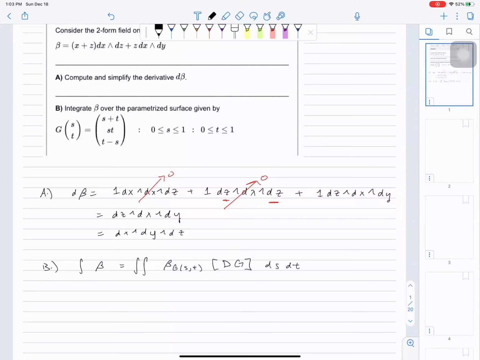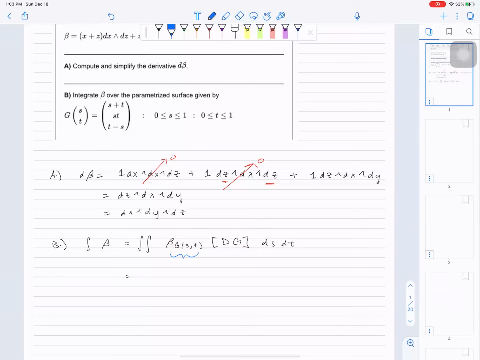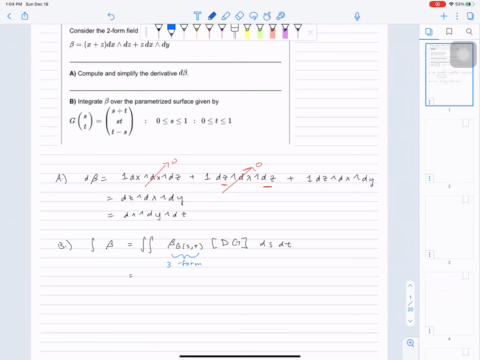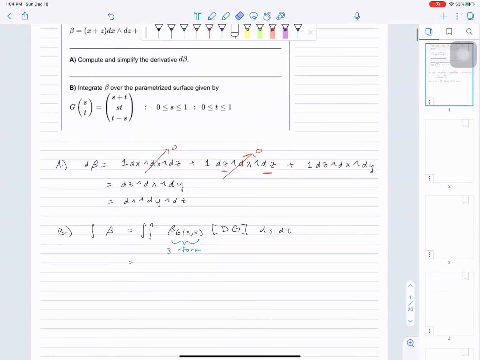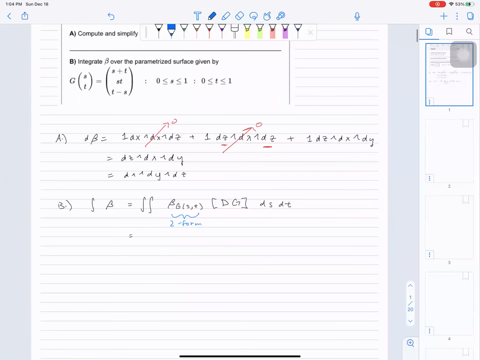And what can we do? What exactly is this saying? It's like we have this two form. Or sorry, it's a 3 form, I guess now. And it is, no, actually beta is a 2 form. Okay, beta is a 2 form because we have a wedge product. So it's a 2 form, and what is this? It's like eating in 2 vectors. DG is going to be a matrix with 2 columns. So we have a 2 form eating 2 vectors.